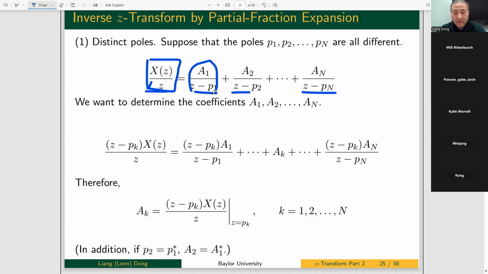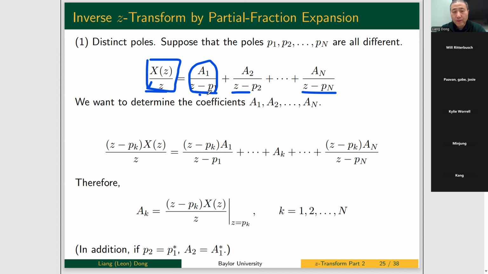If you look at the first term, it's a1 over z subtract p1. In order for this to be a proper rational function, the denominator has one pole, so its order is 1. The numerator should have order strictly less than the order of the denominator. Therefore, the order of the numerator has to be 0, meaning that I don't have z's in it. It's just the constant a1. Very nice. So a1 is constant, a2 is constant, and an is constant. We want to determine these constant coefficients, a1 through an.